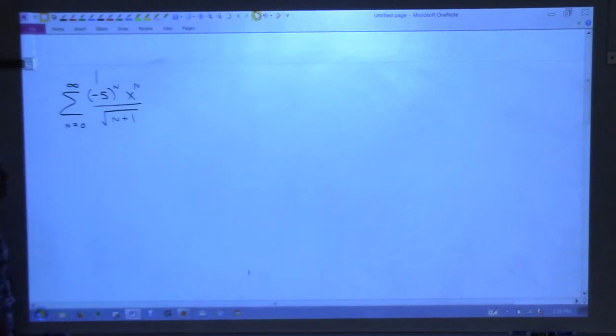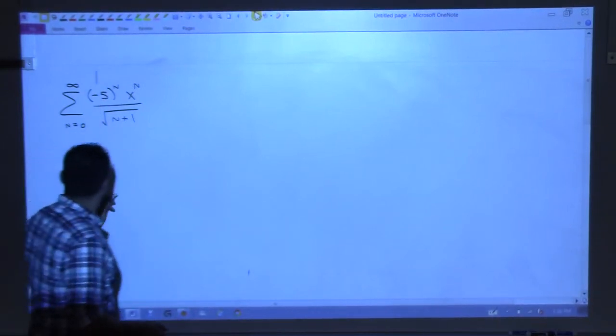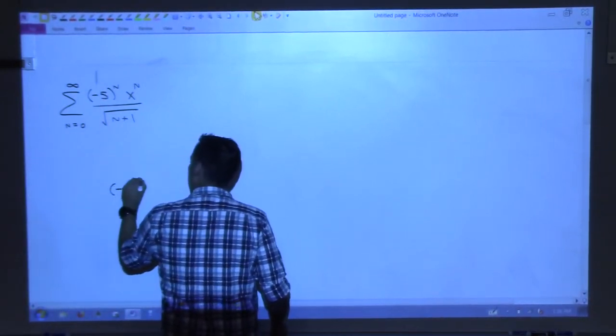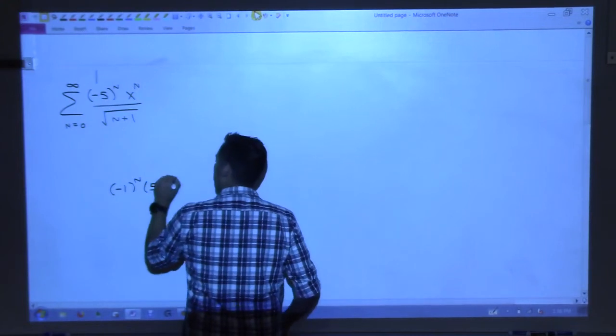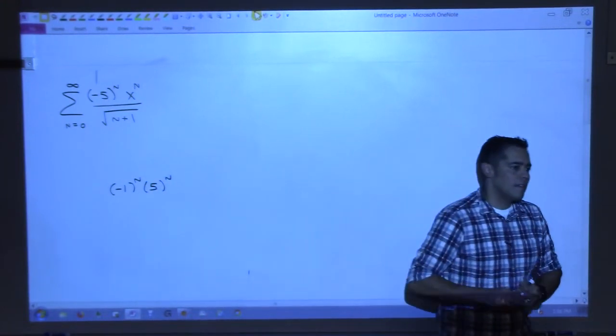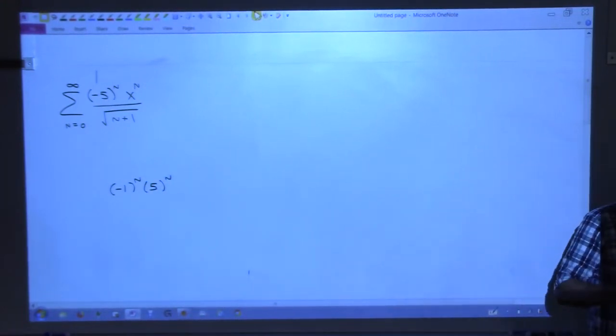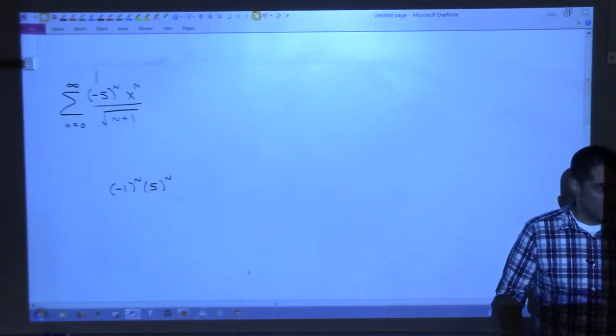Yeah, but you're limited because it alternates signs. You see how we have a negative 5 to the n? You could look at that as a negative 1 to the n times 5 to the n, right? That's the same as negative 5 to the n. And so that's an alternating series. So that does restrict what you're allowed to use.